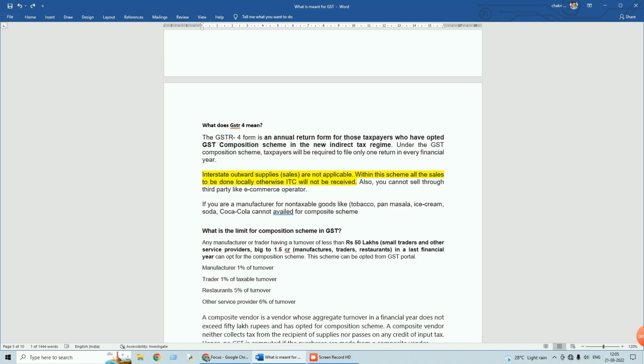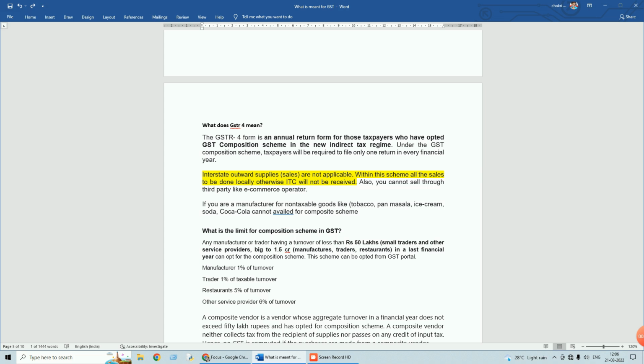After launching this scheme, so many people approached the government and put in their petitions and requests. So they came up with a new scheme for small traders other than these 3 categories: other service providers with less than 50 lakhs turnover. Now they are also applicable for the composition scheme, but they have to register, and this registration can be done only through the GST portal.